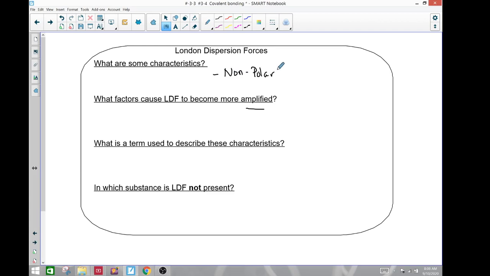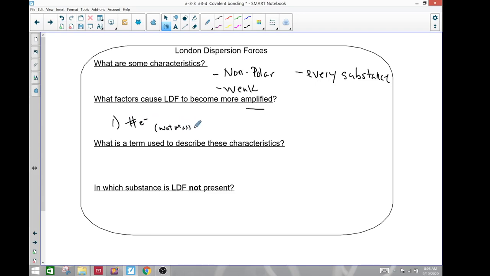It tends to be relatively weak. Everything has it, even ionic. Every substance has it. It may not be the number one strongest force. So what causes things to be more amplified? Well, this is something you want to have in your brain right away. Check. If your mental pathway can pull this right out like the back of your hand, then you're on the right track. So one, number of electrons, not mass.